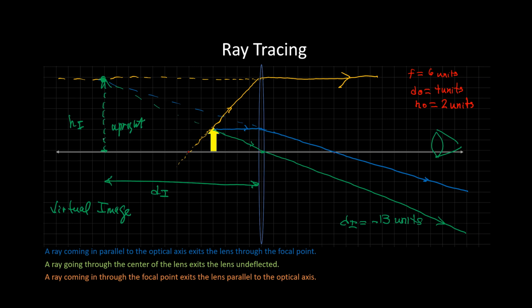And it's 1, 2, 3, 4, 5, 6, 7 units high. So h sub O is plus 7. Okay. And again, this is a rough estimate, just doing it by hand.